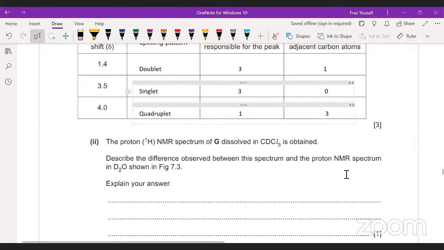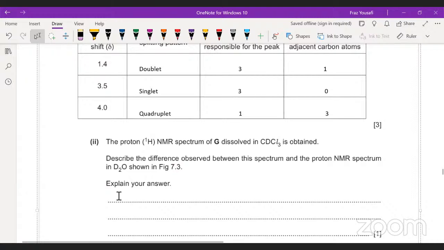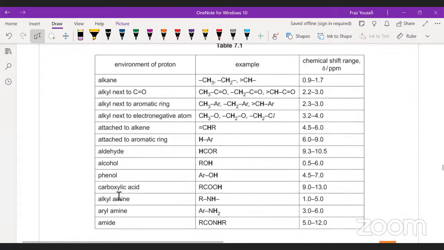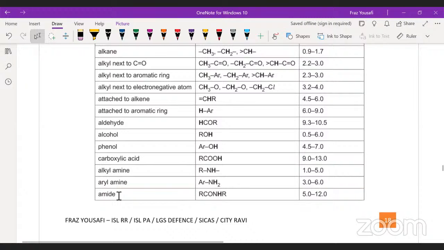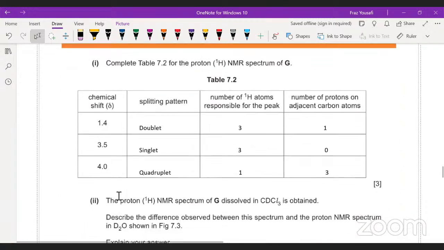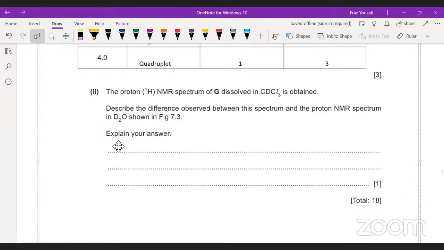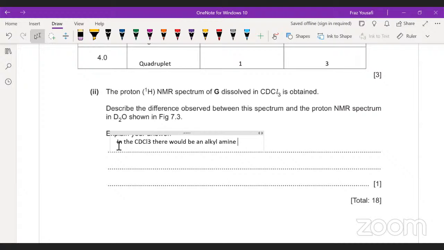All right, the proton and the described difference observed in the spectrum and the proton NMR and D2O shown. If this had been done in CDCl3, you would have seen again the proton for the NH, the alkylamine. In CDCl3, there would be an alkylamine peak. So that is the idea that we want.